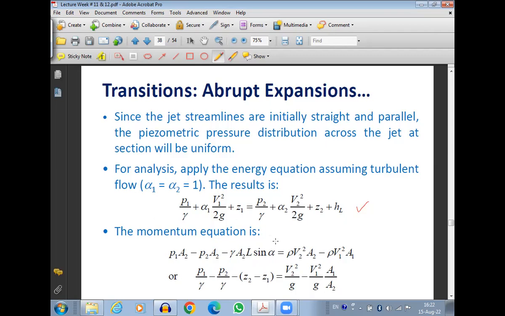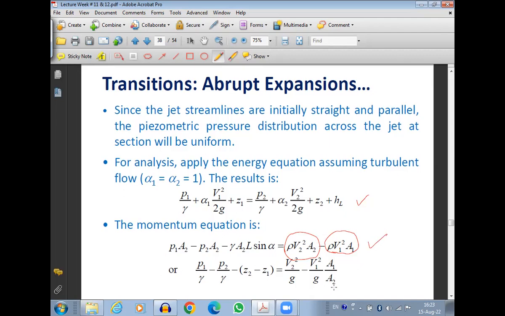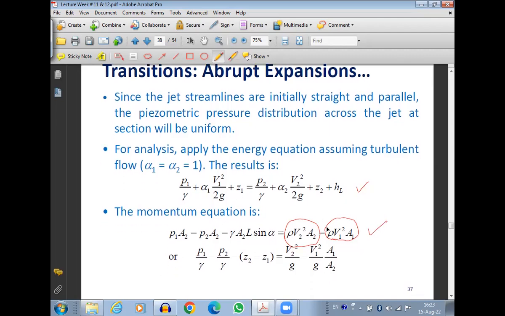Then we are going to have momentum inflow and momentum outflow. So you'll have a single inflow and single outflow. This is the momentum outflow, rho V2 square A2, and this is the momentum inflow, and inflows are always negative. This is something that you have already studied in the momentum chapter. So this will be our momentum equation. If we divide the whole equation by gamma A2, we are going to come up with this. This is another equation.